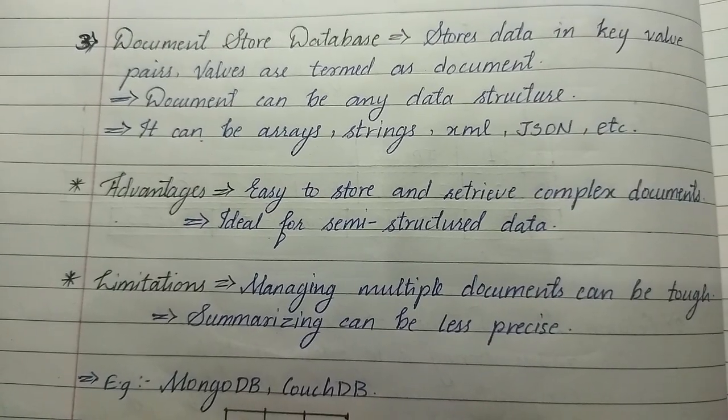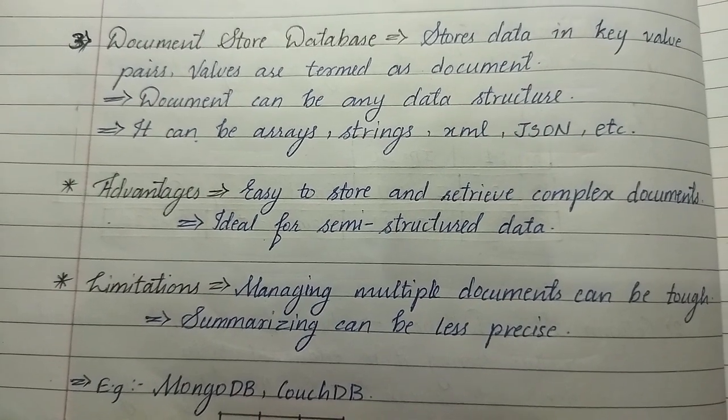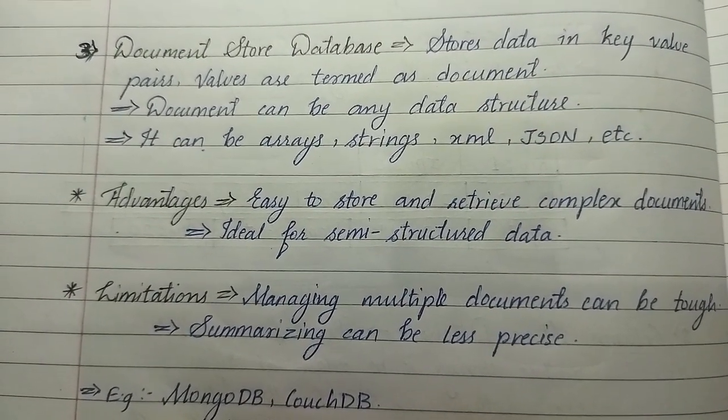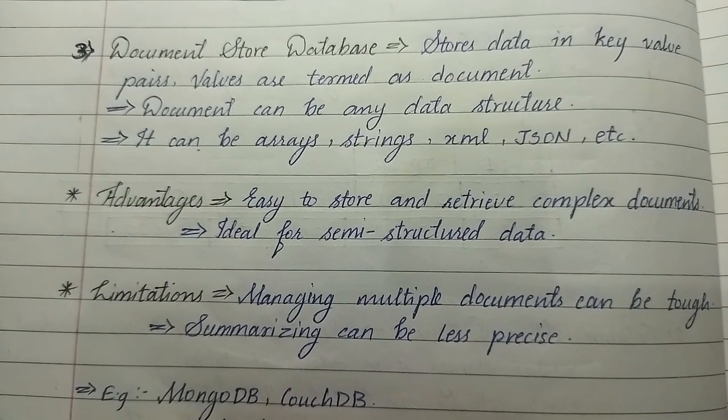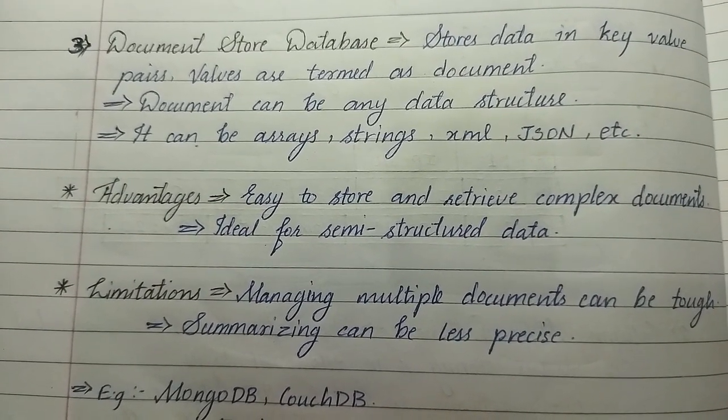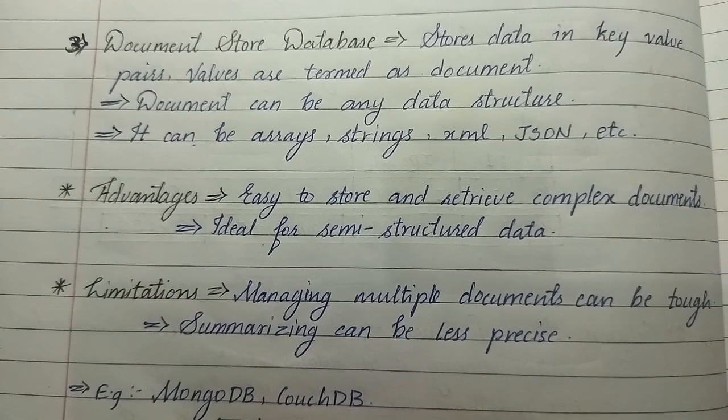And third type is document store database. It stores data in a key value pairs. Values are termed as documents, and document can be any data structure. It can be arrays, strings, XML, JSON, etc.